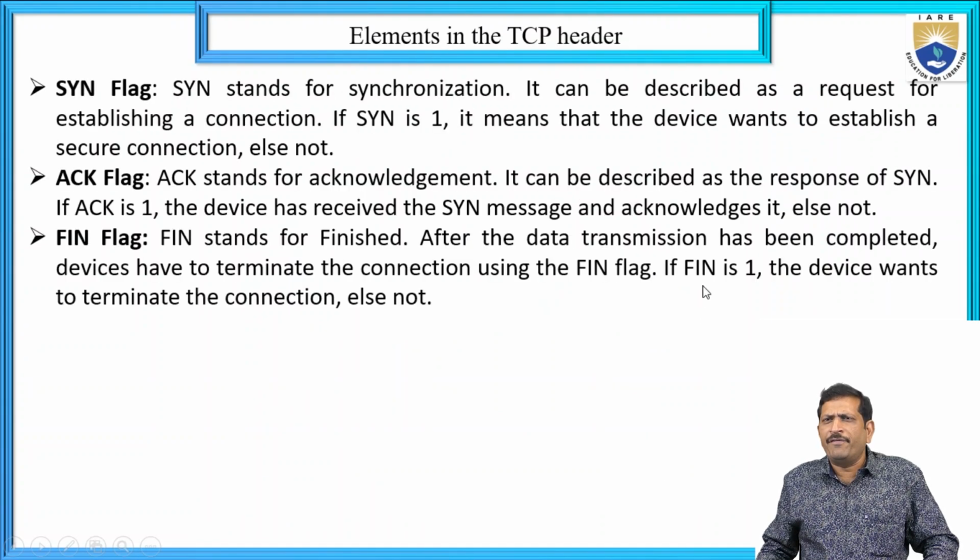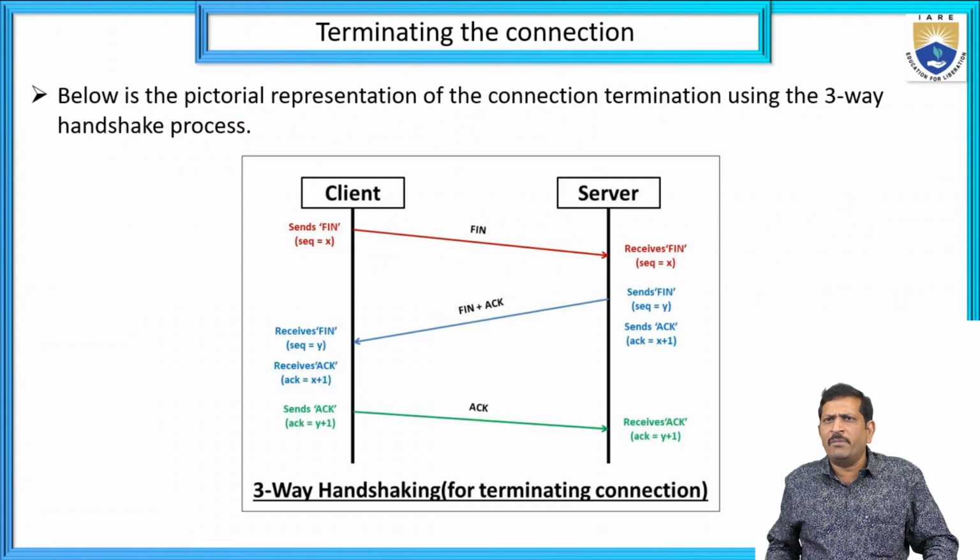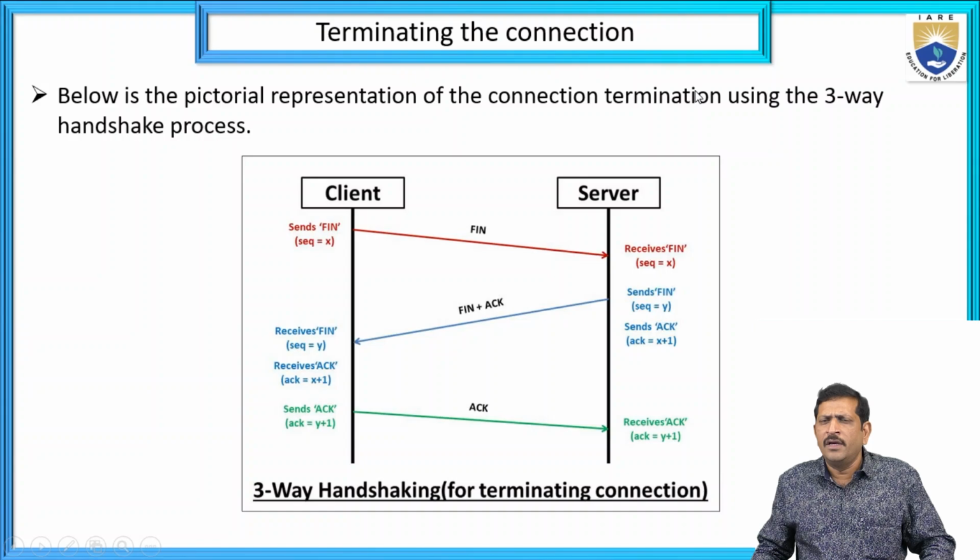Here FIN is 1, the device wants to terminate the connection. If it is not 1, it won't disconnect the service, the communication between the client and server, isn't it? So this is a three-way handshaking for terminating the connection between client and server.